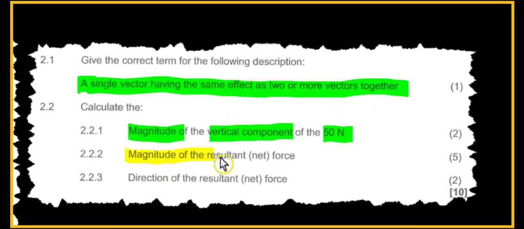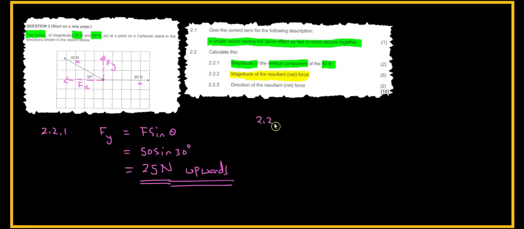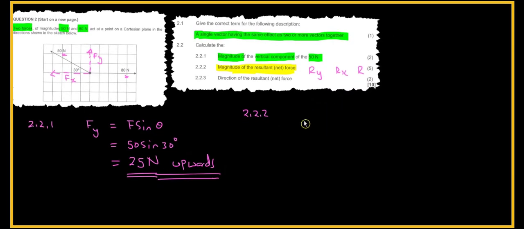2.2.2 says calculate the magnitude of the net resultant for everything, right? So now we need to remember the steps that I gave you earlier on. For me to find the resultant, I first have to find my Ry by adding all the y components. Then I must find the Rx by adding all the x components. Then I simply sketch my smaller unit triangle, and then I find the R, which is the hypotenuse. All right, so I'm going to do that.